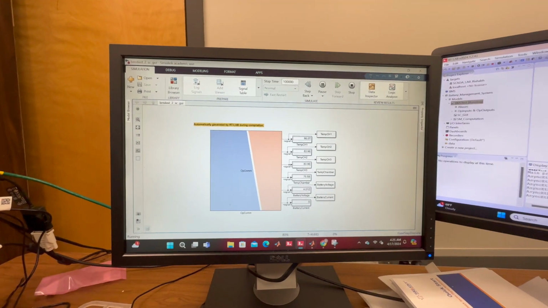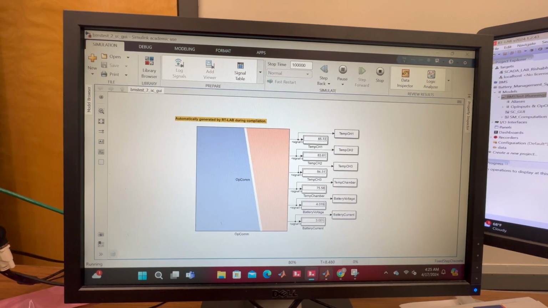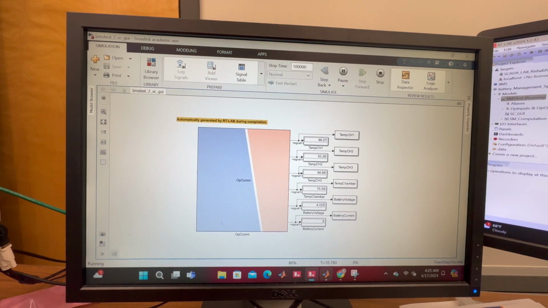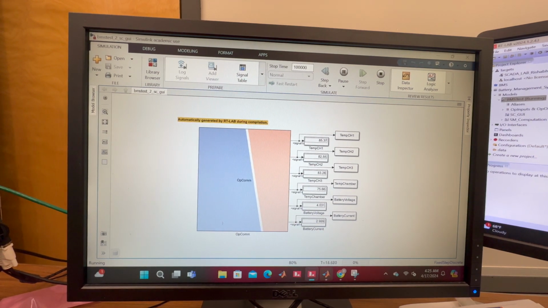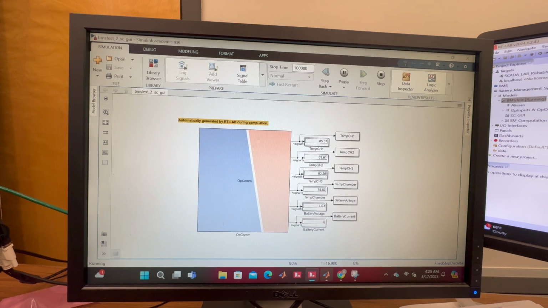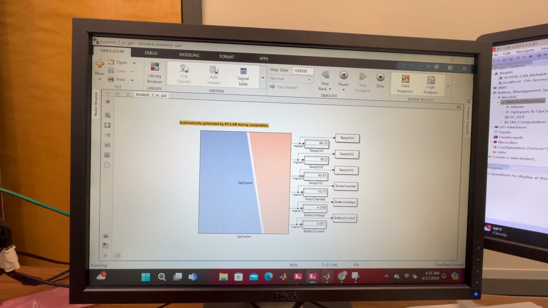And here we can see our model running currently. So we have a current being sent to the battery of 3 amps, which means the battery voltage is just under that 4.2 volts for max charging voltage. So we are currently in a constant current charging phase.